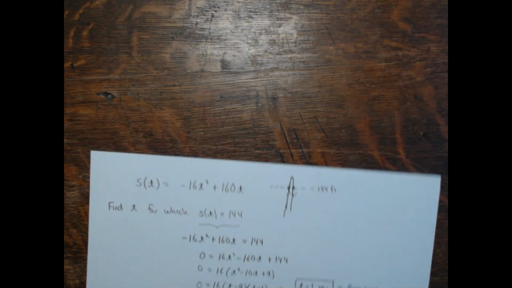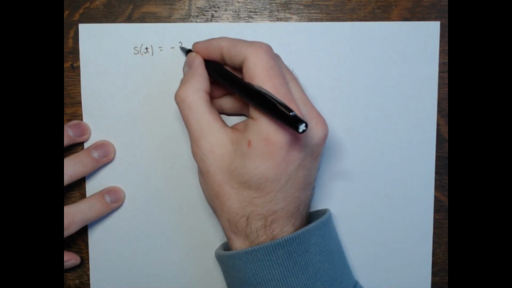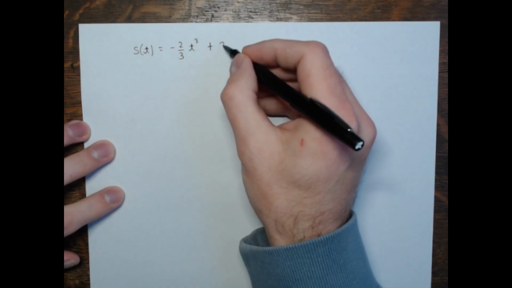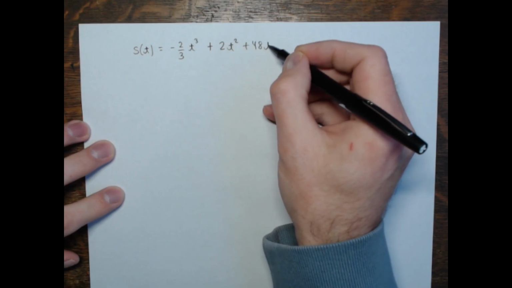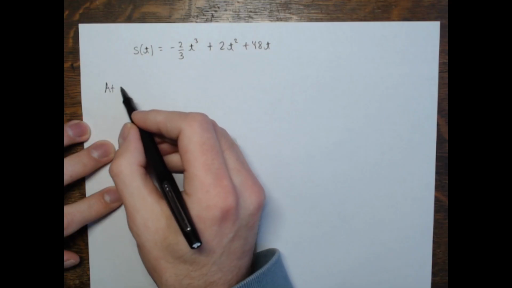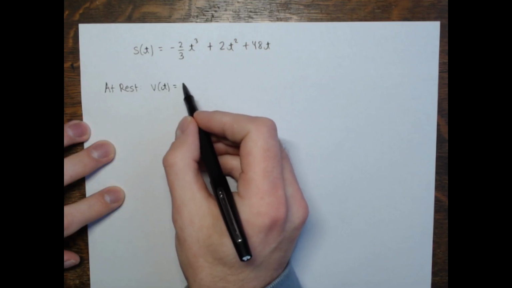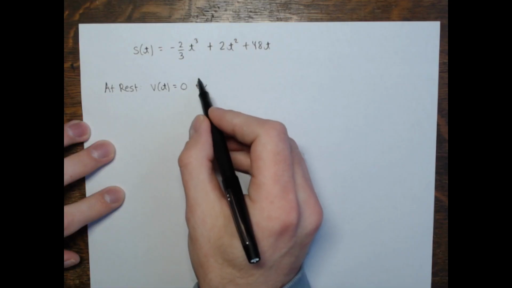Remember, at rest means the velocity is 0. Our position function is given as negative 2/3 times t cubed plus 2 times t squared plus 48t. They want to know at what times this bird is at rest. That once again means velocity is 0. Here that would be 0 yards per second. Sorry, yards per second.